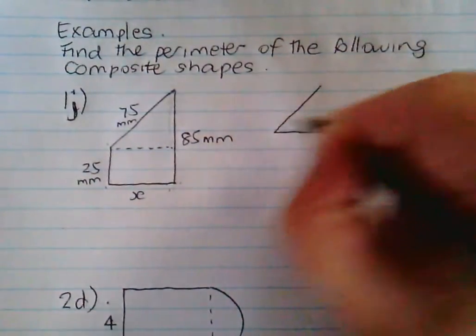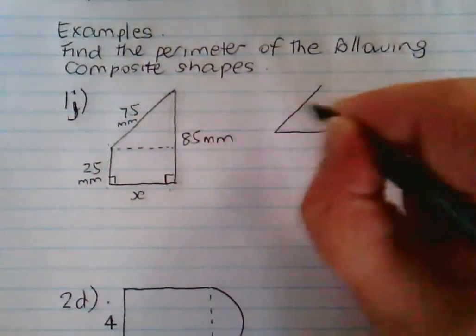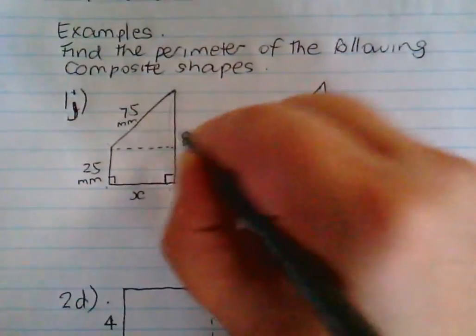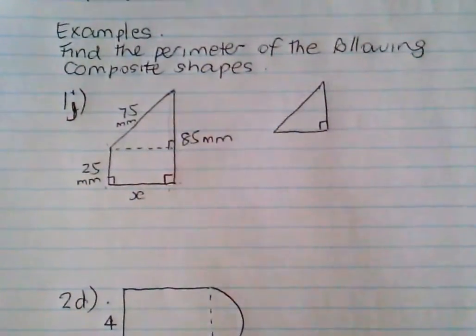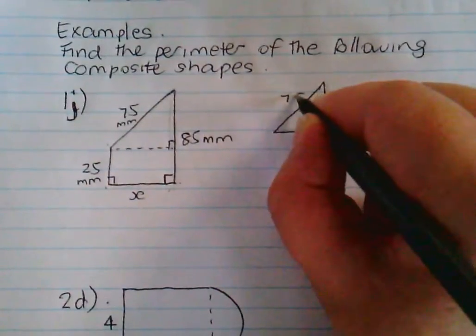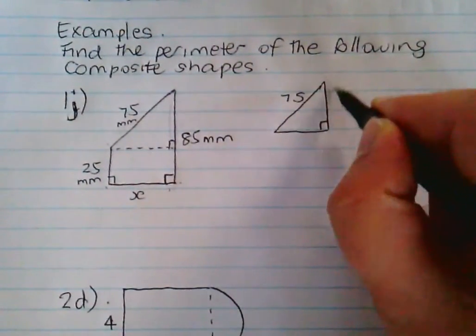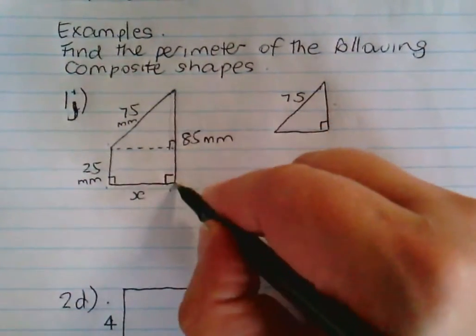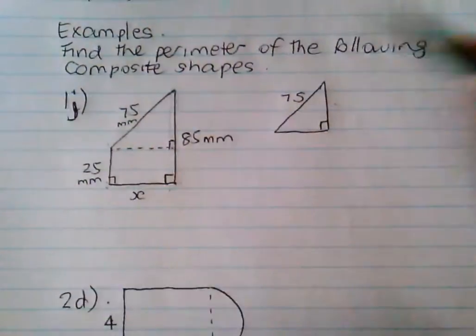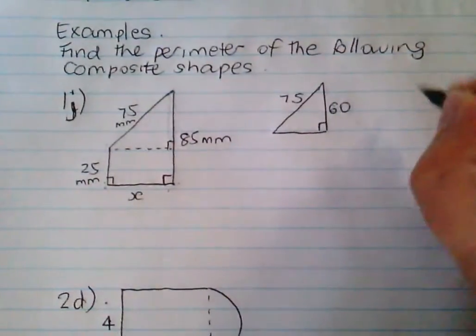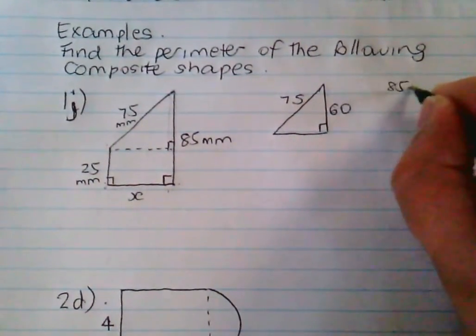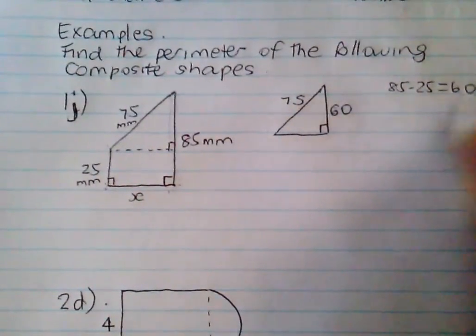And I know these are right angles in the diagram. I know I've also got a right angle triangle here. Now this hypotenuse here is 75. What is this length that I'm pointing to here? The whole thing's 85. That's 25. This bit's 60. Why? Because 85 minus 25 is 60.